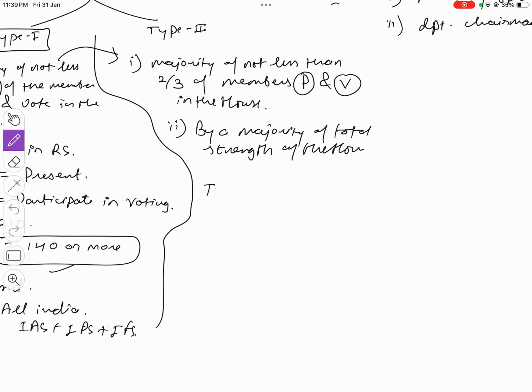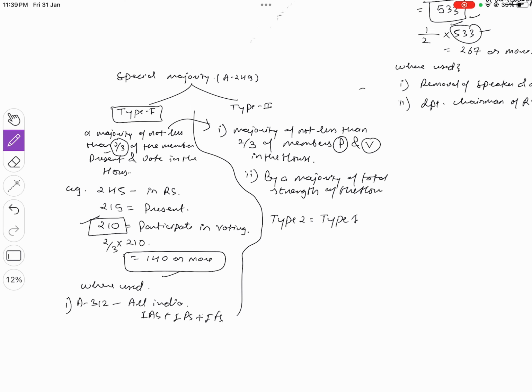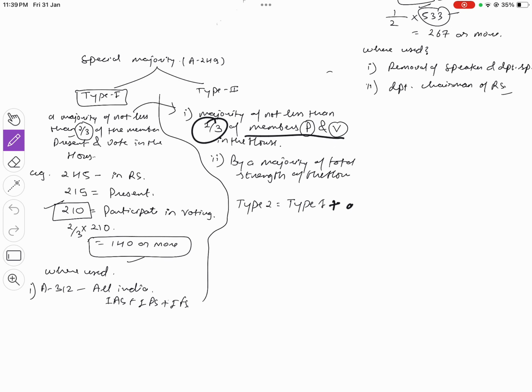I am telling you by an example. What is type 2 saying? First you have to fulfill the type 1 condition, that is two-thirds of the members present and voting in the house. Additional to it, you have to prove absolute majority.